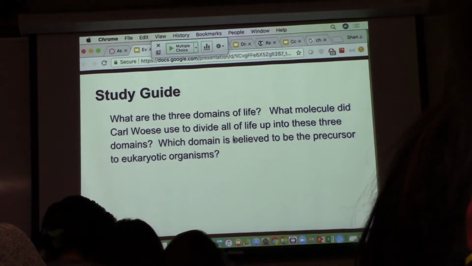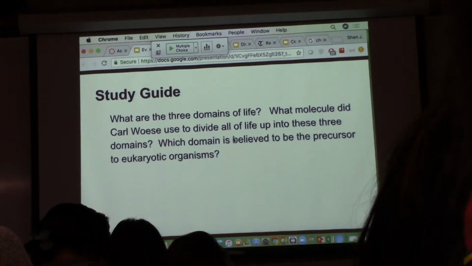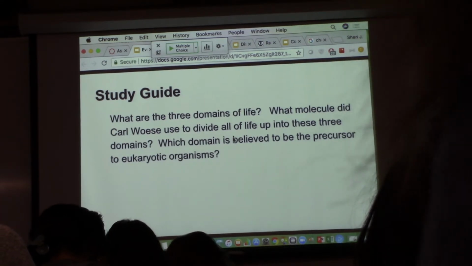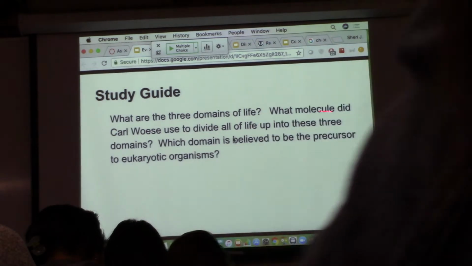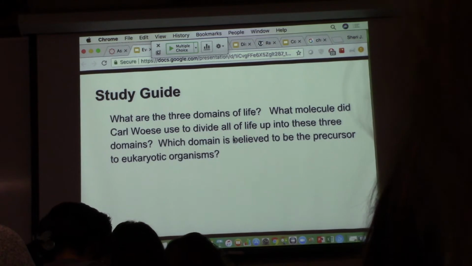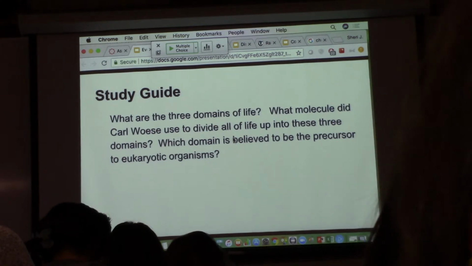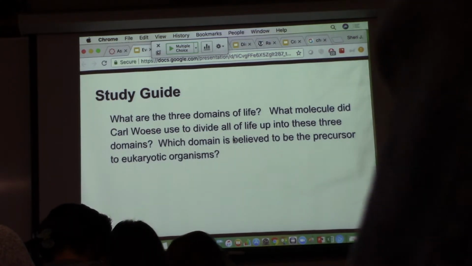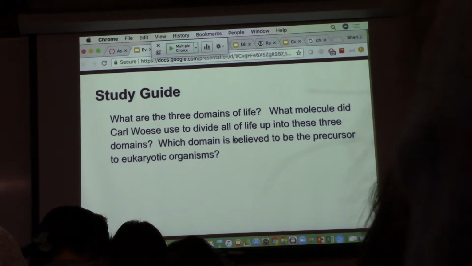But this particular question, I think it said to use Wikipedia and try to find characteristics of the 3 different domains. And that's actually not that useful. This is more important. So what are the 3 domains of life? What did we say they were? Bacteria, archaea, eukaryotes, right? What molecule did Carl Woese use to divide all of life up into these 3 domains? Ribosomal RNA, that's the molecular clock, right? And which domain is believed to be the precursor to eukaryotic organisms? The archaea, right? The bacteria were here first, and then archaea branched off, and then they were the precursor to eukaryotes. Make sense?